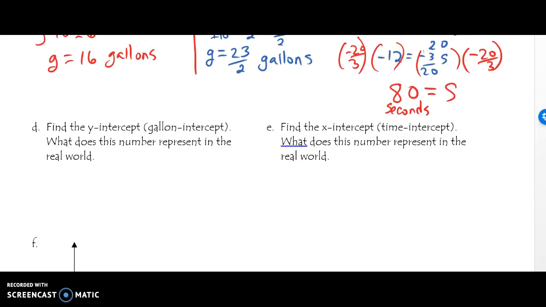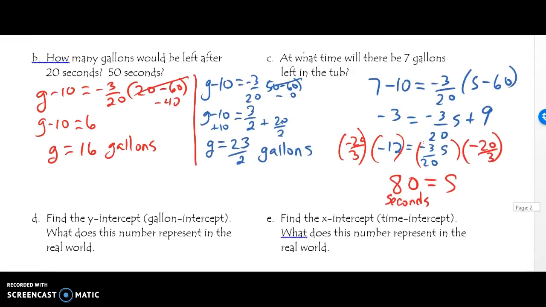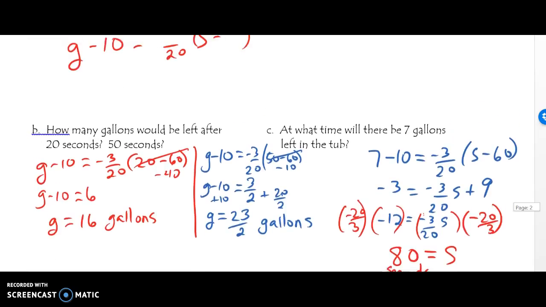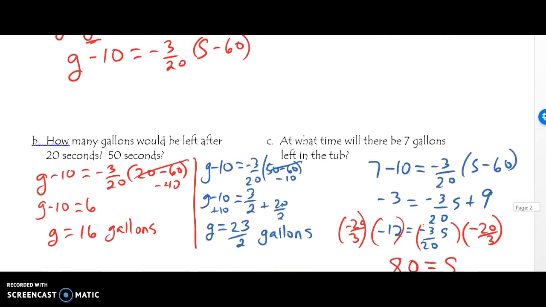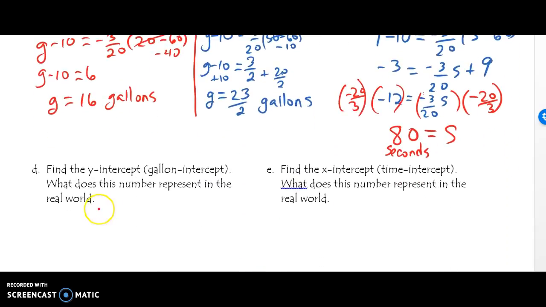So now, part D: find the y-intercept, the gallon intercept. What does this number represent in the real world? A couple of different ways we could do this. We could take our equation, which is G minus 10 equals negative 3 over 20 times S minus 60, and solve this for G. In other words, put it in slope-intercept form.